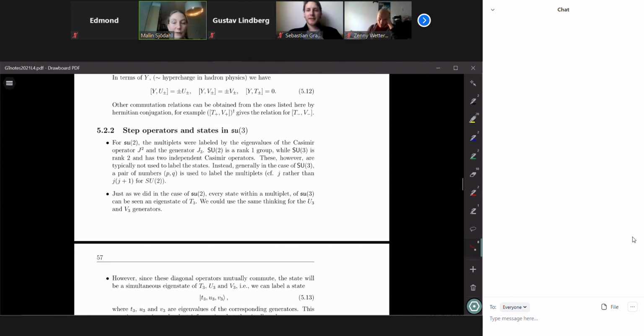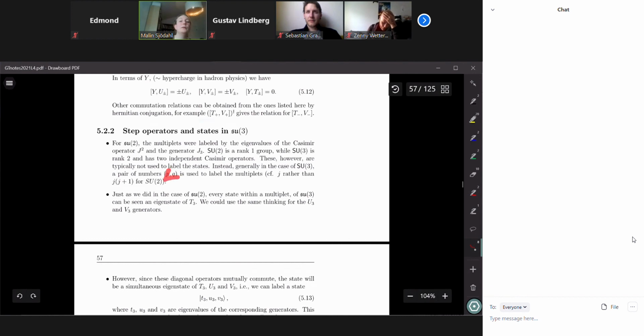So the Casimir operators, J3 and Y could be used to completely characterize the SU3 multiplets. But instead of the Casimir operators, we will use some other quantities, P and Q. This is pretty analogous to SU2, where we used J rather than the eigenvalue of the Casimir operator to denote the eigenstates.